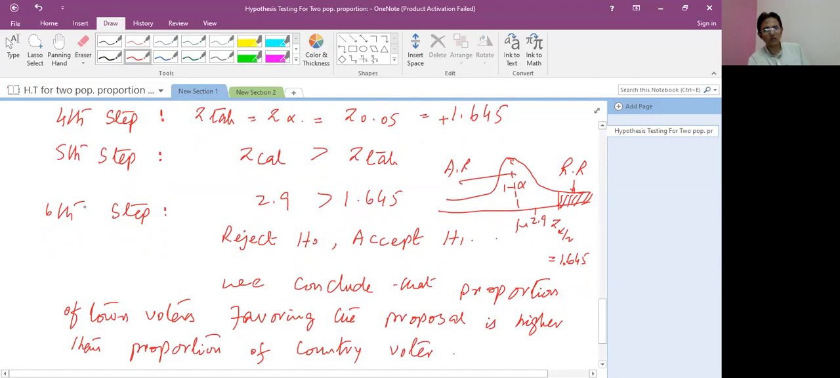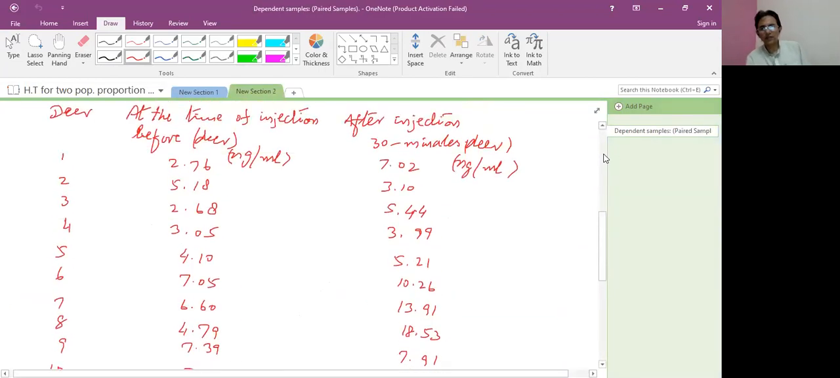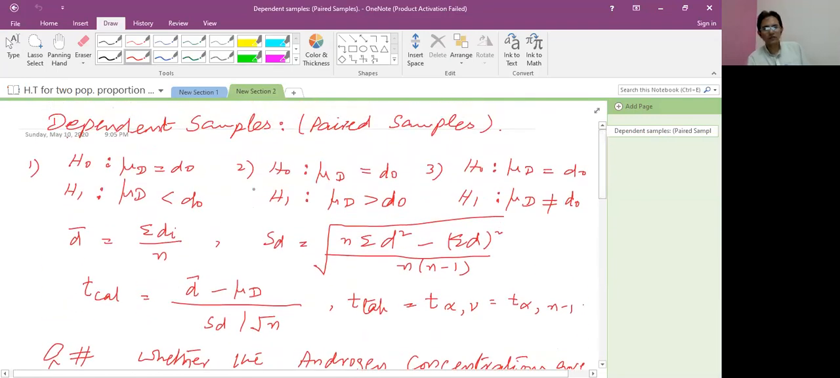So this is our conclusion, student. Now we move to the next topic. It is paired observation data. It means dependent samples. H naught: mu d, representing the paired data, equals d naught, less than d naught, or greater than d naught. It means right-hand tail test, left-hand tail test, and two-tail test.